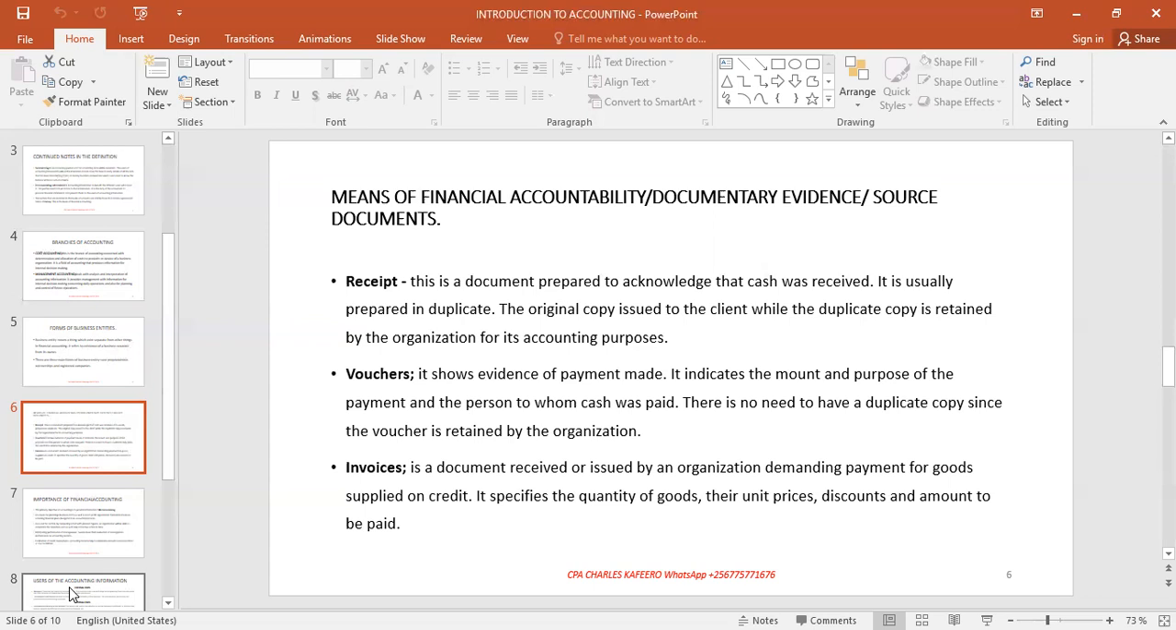The other document we can talk about is a voucher. A voucher is just evidence of payment made. The difference between a voucher and a receipt is that for the voucher, we are not supposed even to prepare it in duplicate. We are supposed to have only one copy, because we have already paid out the money. So there is no need for the company to remain with backups, because we are giving you the voucher to go and pick the goods where we paid for them.